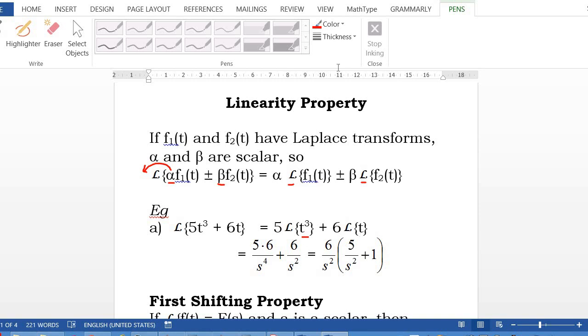The Laplace transform for t will be t to the power of 1. So you have 6 times 1 factorial divided by s squared. Simplify it, and when you factor the 6, you have 6 over s squared. So for the first term, you still have the 5 left, giving 5 times 6 over s to the power of 4, plus 6 over s squared. So this is the linearity property.